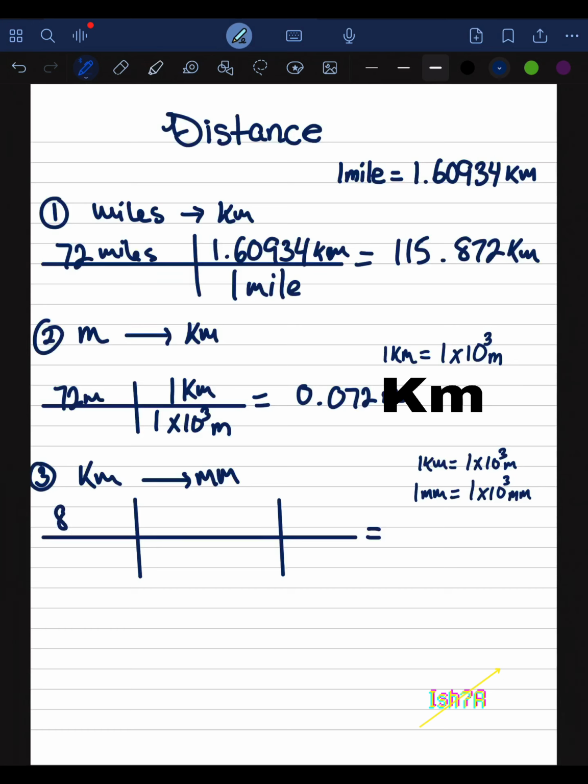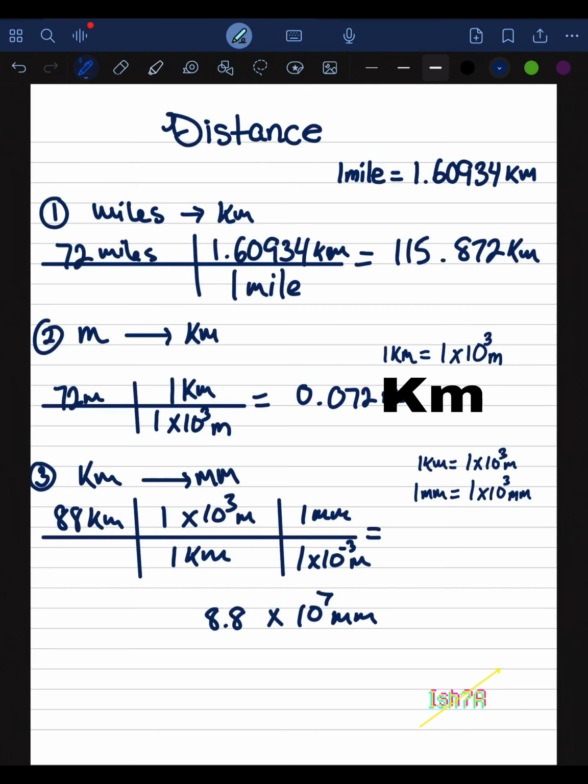Lastly, let's convert kilometers to millimeters. If we begin with 88 kilometers, knowing that for each kilometer there is 1 times 10 to the power of 3 meters, and that for each millimeter there is 1 times 10 to the power of negative 3 meters, that would give us 8.8 times 10 to the power of 7 millimeters.